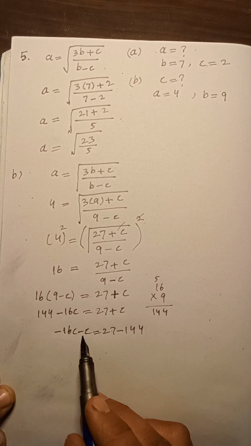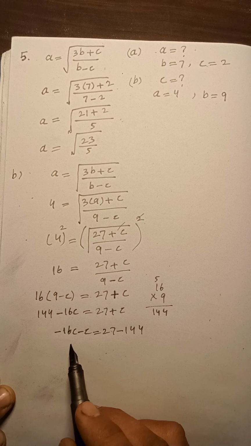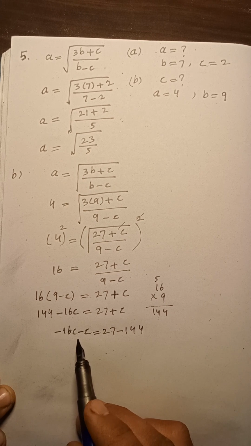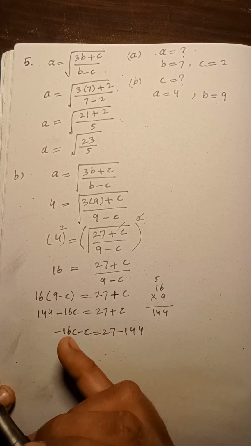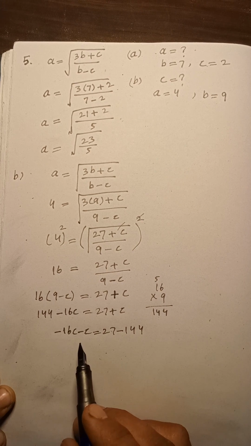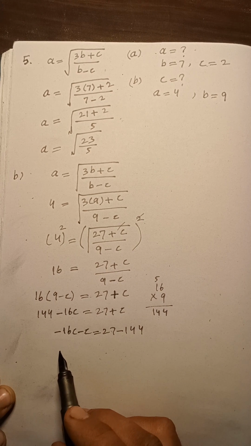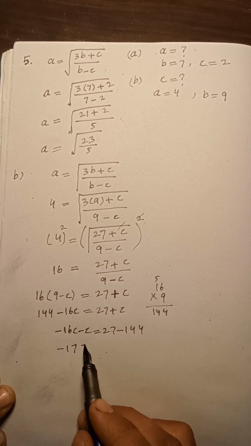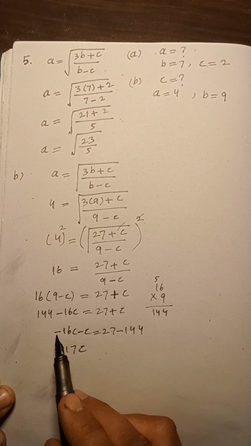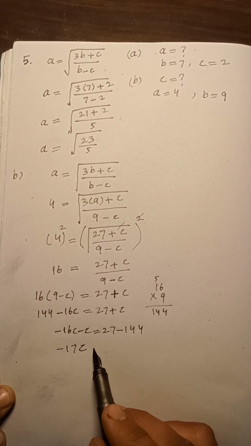Now minus 16 and minus 1 will become minus 17 because both signs are negative. So we will add these, and after adding, minus 17 is our answer. We will write the same sign here. Due to the same sign I have added these.